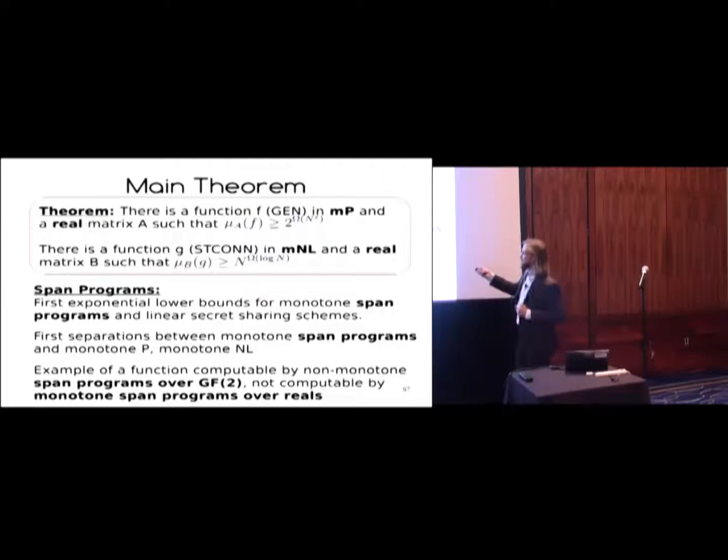In particular, this gives the first exponential lower bounds for monotone span programs, and therefore the first exponential lower bounds for secret sharing schemes. It's a long-standing open problem in that world. And also, along the way, we can separate non-monotone span programs from monotone span programs, as long as you blur your eyes and don't look at what the field is. Okay.